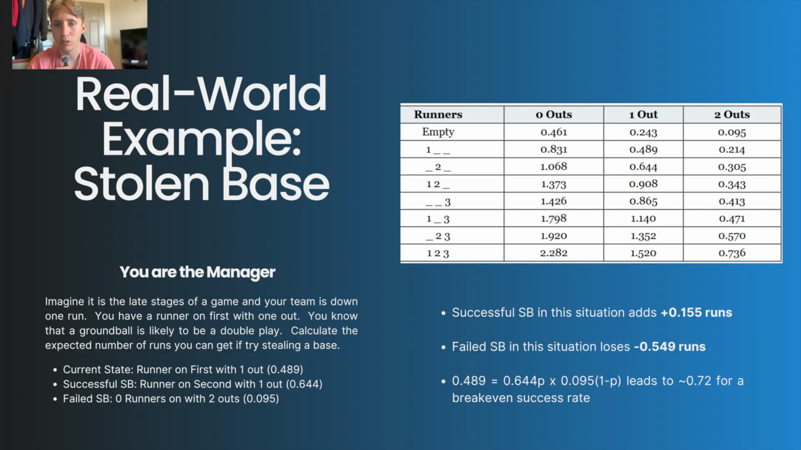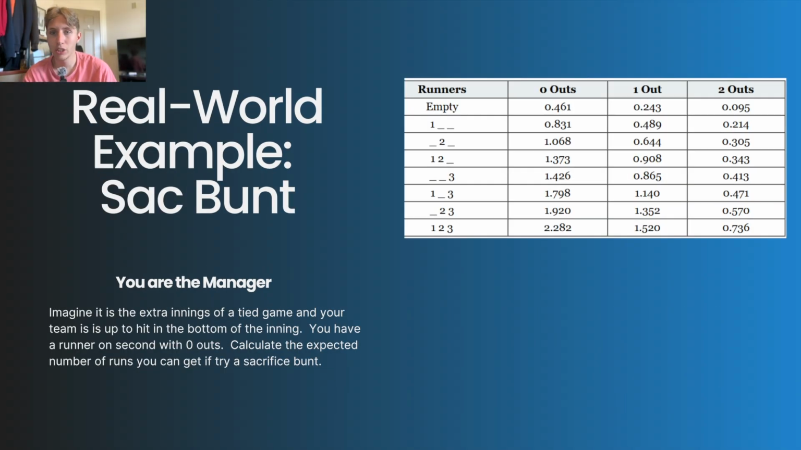If he's successful, the situation changes to a runner on second with 1 out, and that means a new run expectancy of 0.64. That's a gain of about 1.5. Let's switch gears to another example, a sacrifice bunt in extra innings.